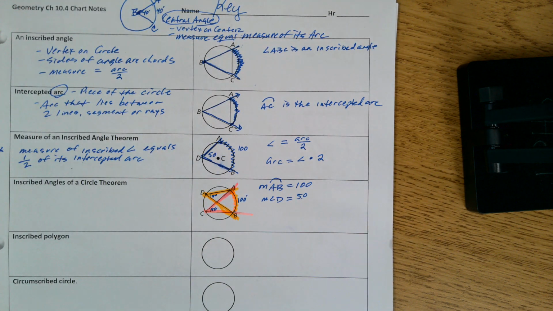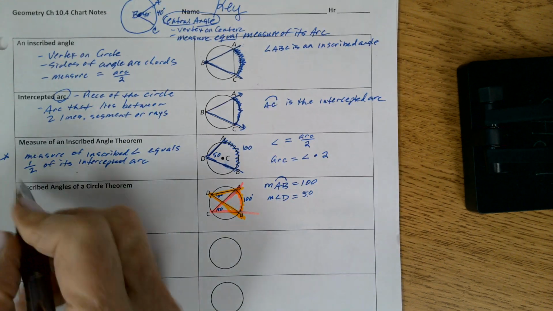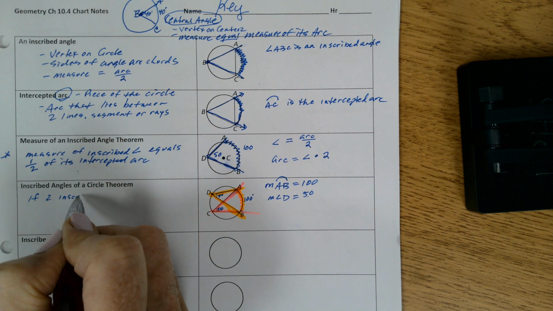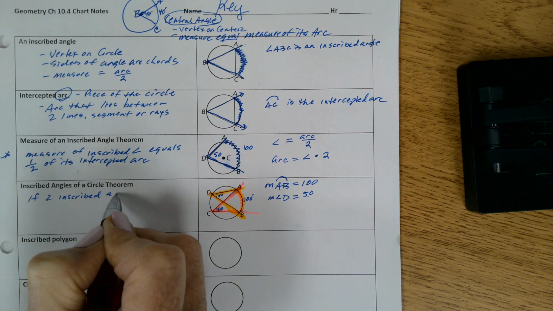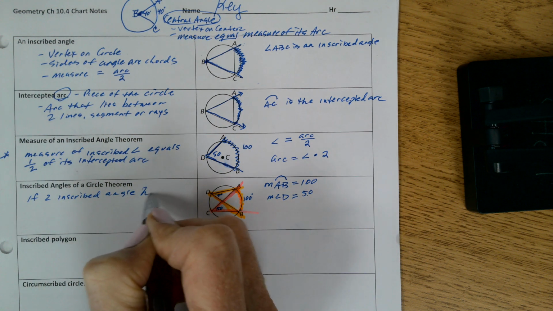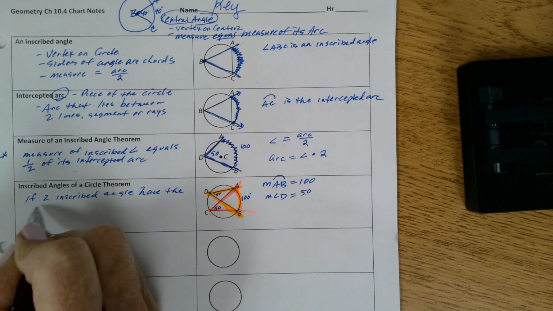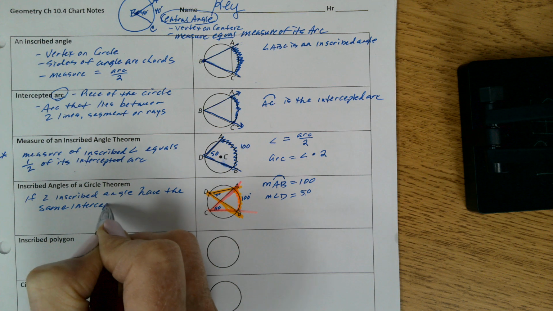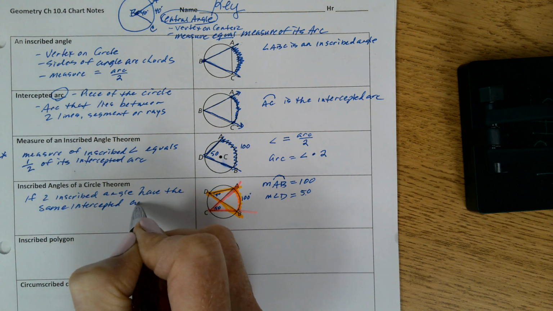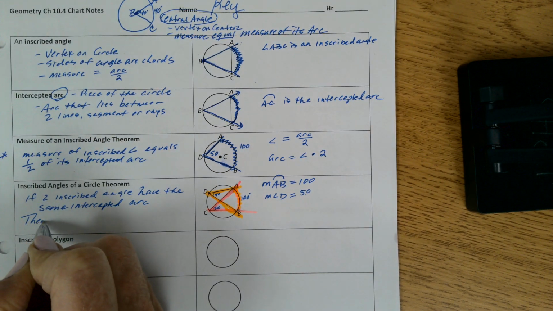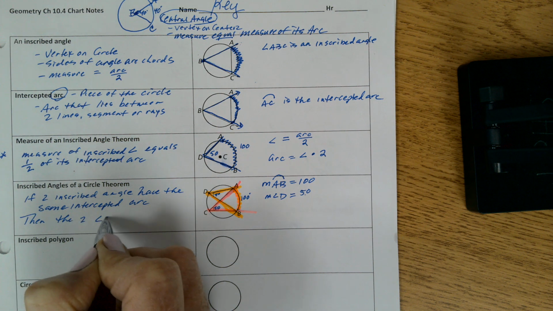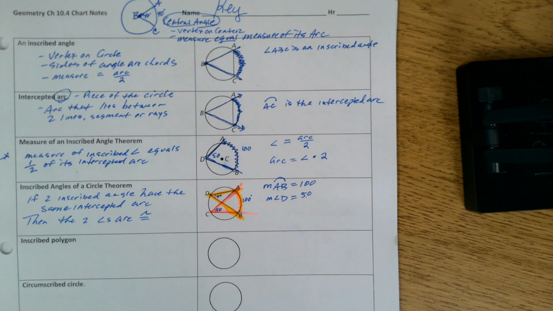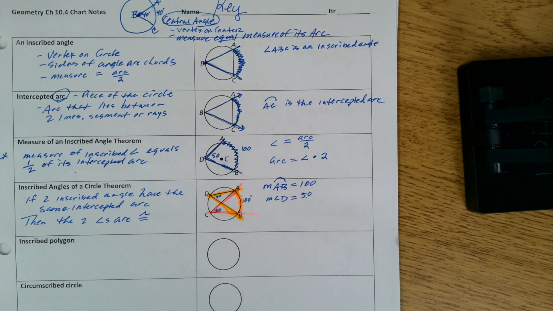Okay, both of those angles are 50 degrees. So let's write this, okay? If two inscribed angles have the same intercepted arc, then the two angles are congruent. Okay, if they shoot out to the same place, they're congruent.